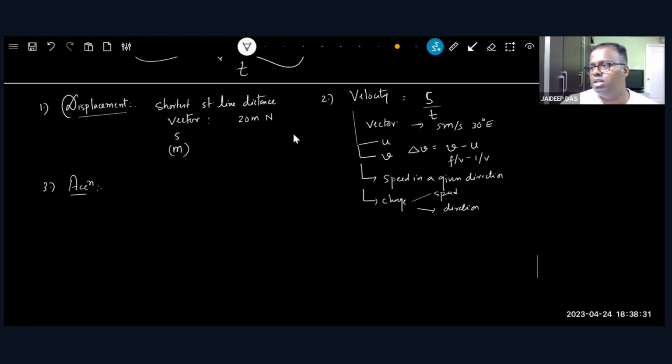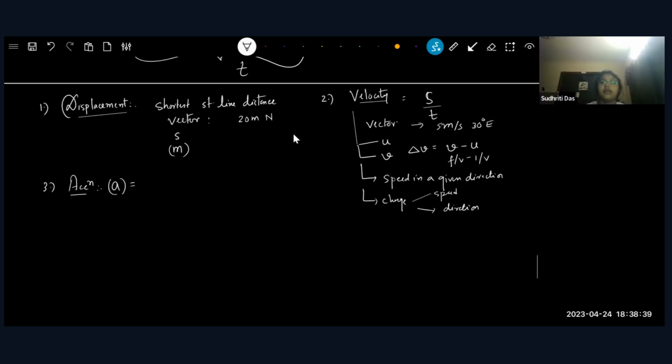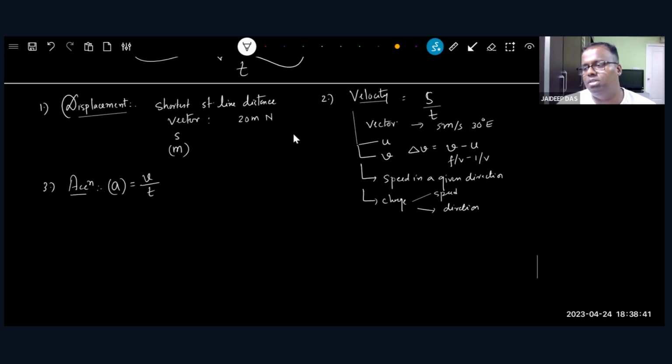Thank you. Next is acceleration. Anyone would like to define? Oh, velocity. Okay. So acceleration. What is the notation? A. A is given as rate of change of velocity, V by T. This V is nothing but the change in velocity divided by time. What is change in velocity? Final minus initial, divided by time.